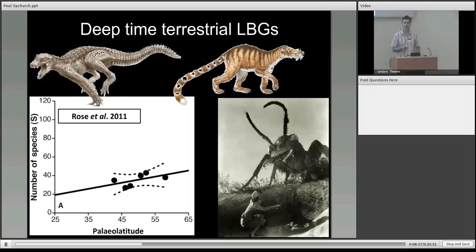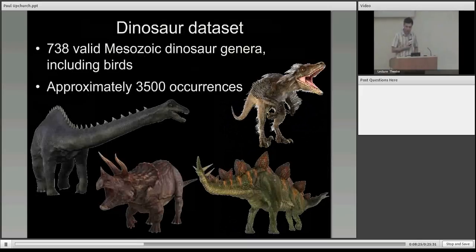And now what I want to do is basically focus on that in more detail by looking at our analysis on dinosaurs. So we've been working within the PBDB. This is a great set of resources for this type of analysis, particularly for the dinosaurs, which have received a great deal of careful taxonomic attention. This is one of the more completely represented terrestrial groups in the PBDB.